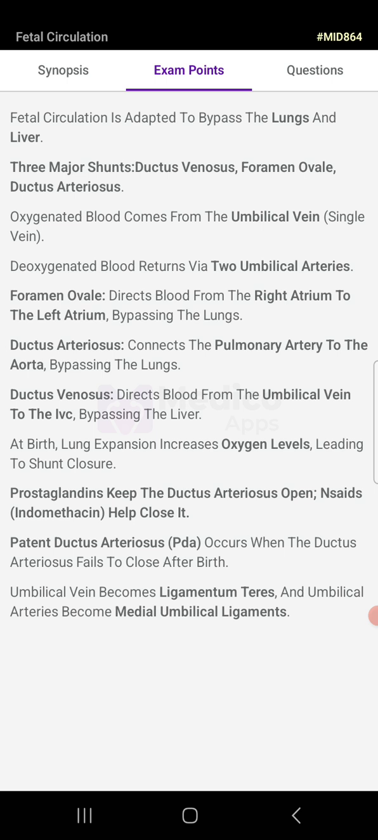Foramen ovale directs the blood from the right atrium to the left atrium, bypassing the lungs. Ductus arteriosus connects the pulmonary artery to the aorta, bypassing the lungs. Ductus venosus directs the blood from the umbilical vein to the IVC, bypassing the liver.